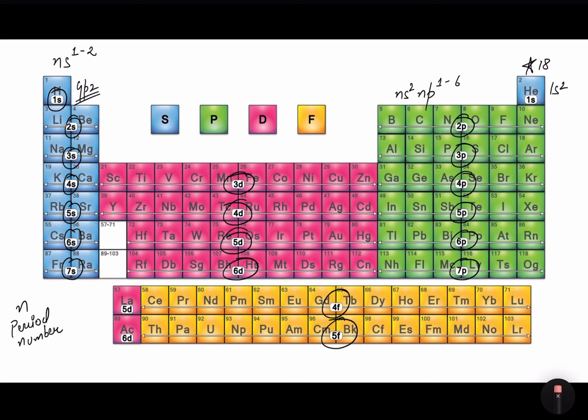Now let's talk about the general electronic configuration of the D block. It is (n-1)d1 to 10 ns0 to 2. So now let's talk about the general electronic configuration of the F block. It is (n-2)f1 to 14 (n-1)d0 or 1 and ns2, where n is the period number of the periodic table.